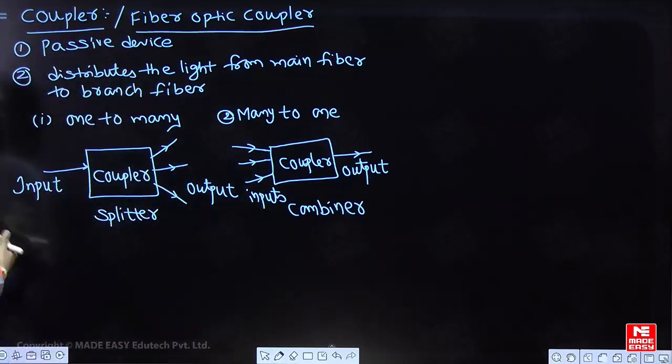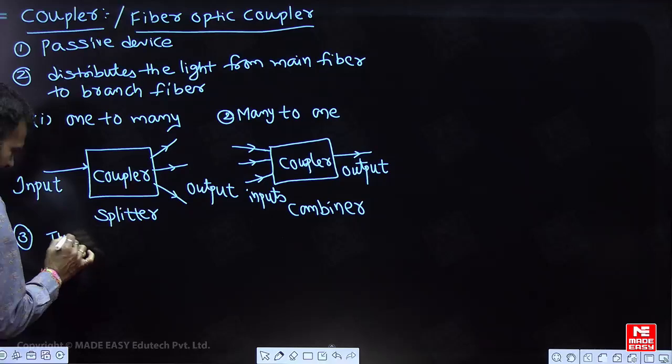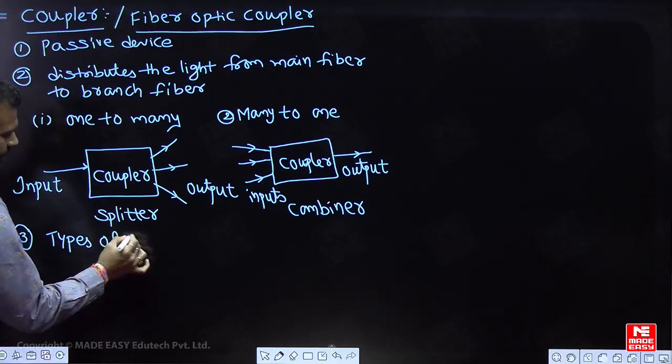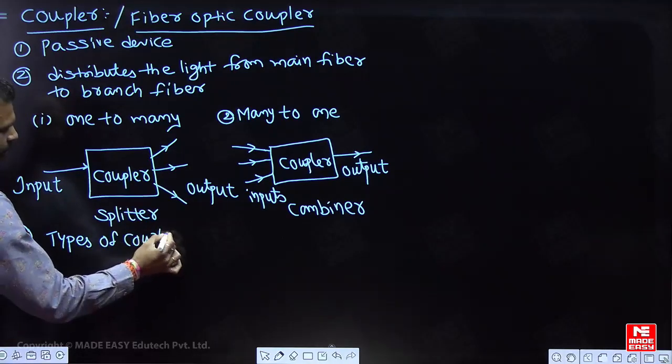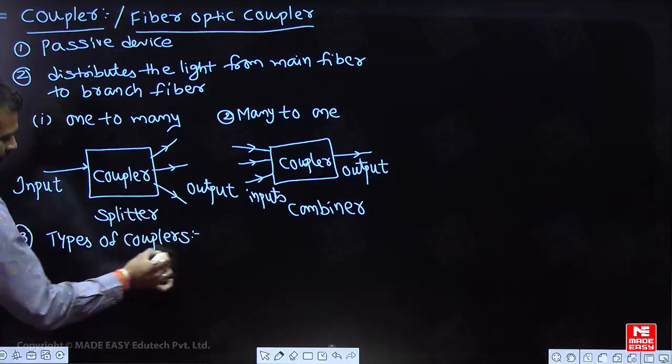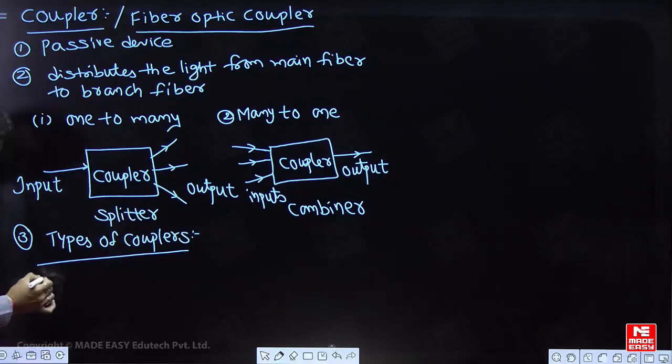Now see here, again bhaiya, listen carefully. Talking about point 3, which is types of couplers. When you talk about the types of couplers, the first type of coupler is called the star coupler.